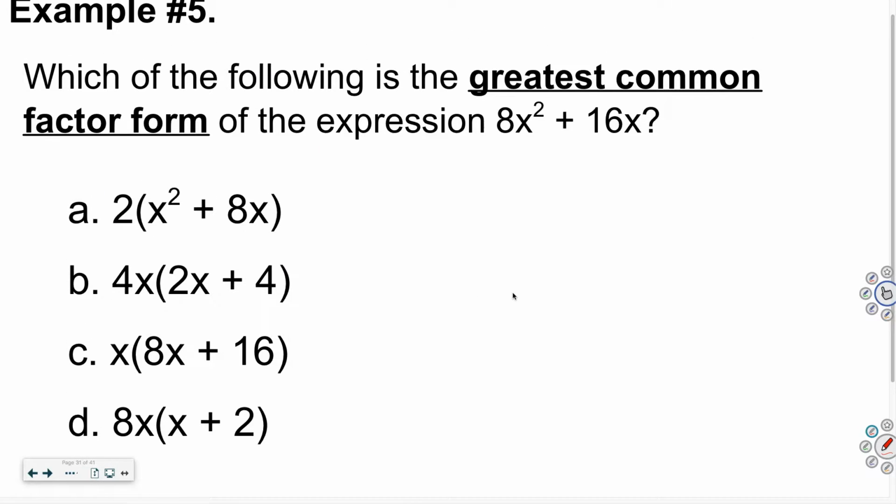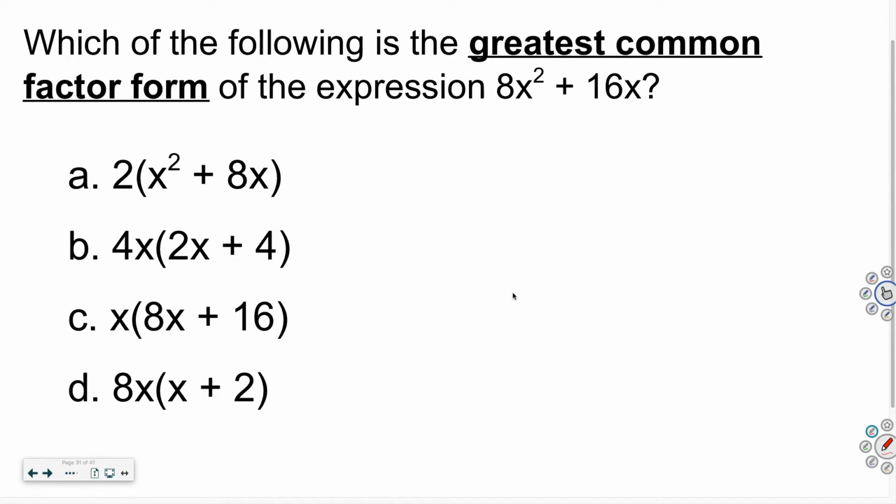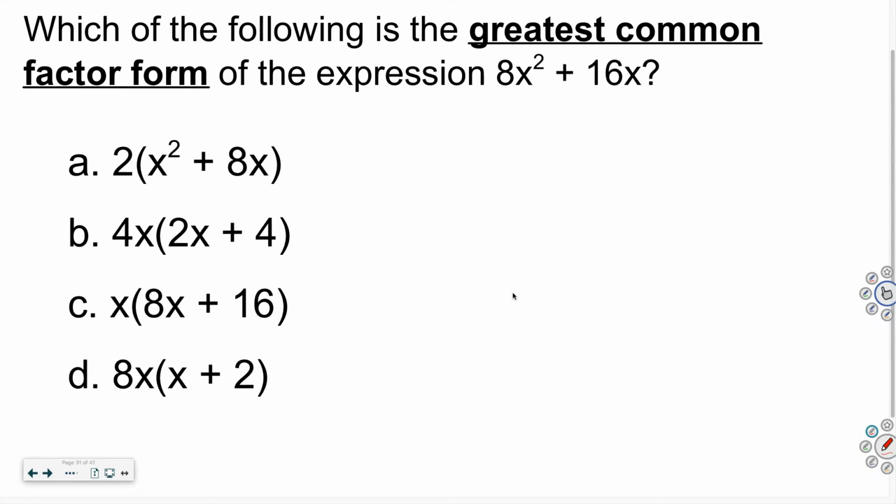Example 5. Which of the following is the greatest common factor of the expression 8x squared plus 16x? What's the most I can pull out of these two? I can divide them both by 2, but I also can divide them both by x. I can get a 2 and an x out of both of them. So I can divide this by 2 and x, and I can divide this by 2 and x.